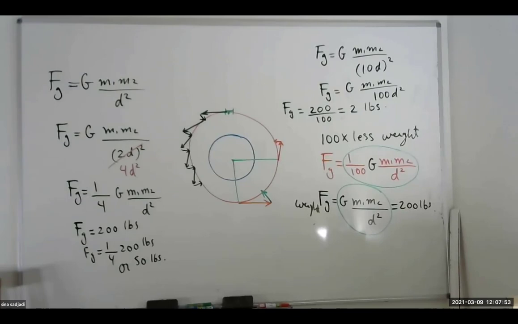Let's try one more. Let's say you are 100 pounds and you move away from the Earth 10 times the distance between the center of the Earth and the surface of the Earth. How much would you weigh now if you go 10 times farther? 10 times 10, 100 times less weight. If you're 100 pounds, you'd be 1 pound. Just those 2 questions will be on the exam, all right?